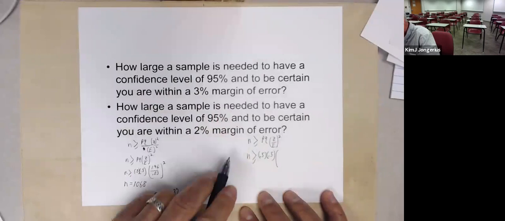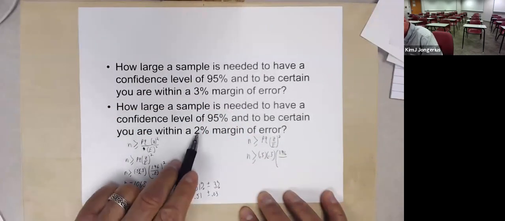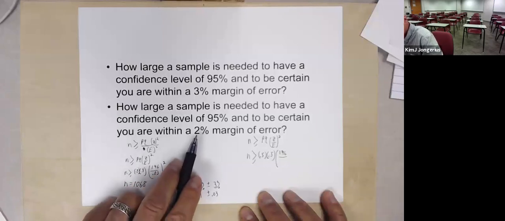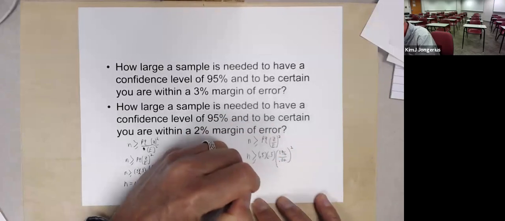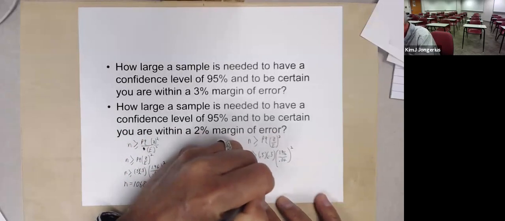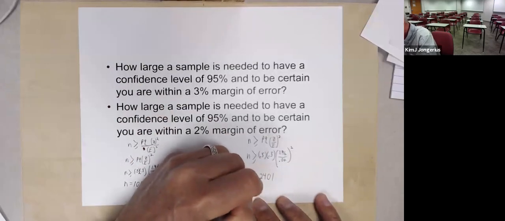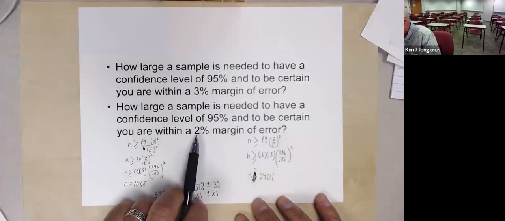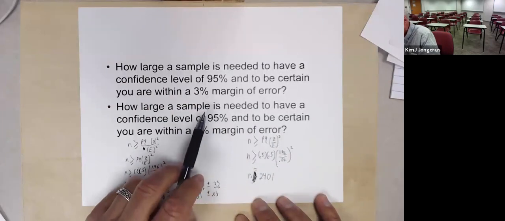My Z is still 1.96. My margin of error this time is changed. Last time it was 3%, now it's going to be 2%, quantity squared. This time I will need 2401. I believe that's what the equality would be. Sorry about that. 2401. So to be within 2%, we need about 2,400 people in that random sample.